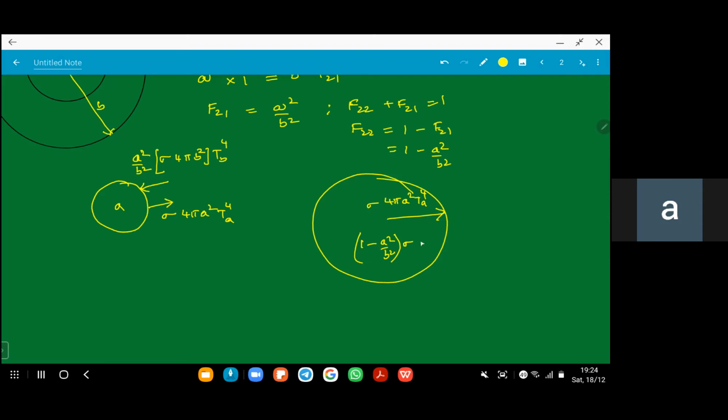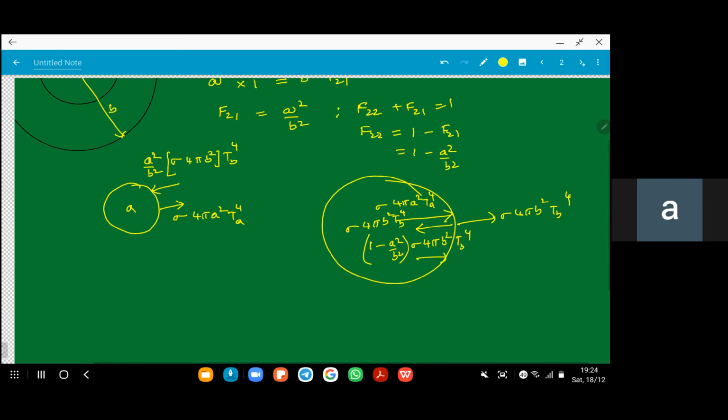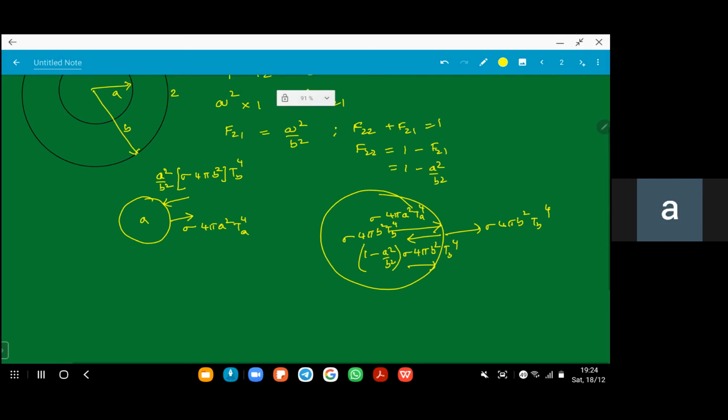times sigma 4 pi B square TB power 4. This is the receiving part. What is the emitting part? In this direction, it emits sigma 4 pi B square TB power 4, and similarly sigma 4 pi B square TB power 4 on the other side. So this is how you need to understand the view factor.